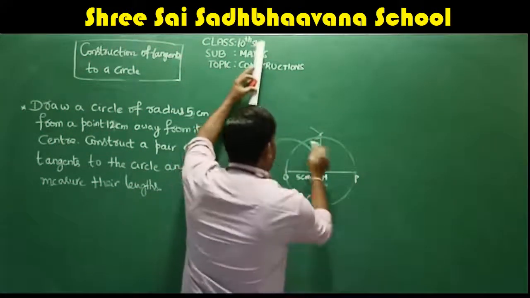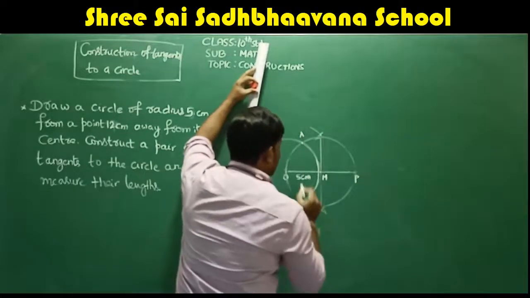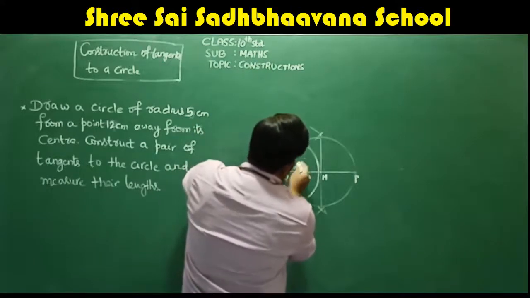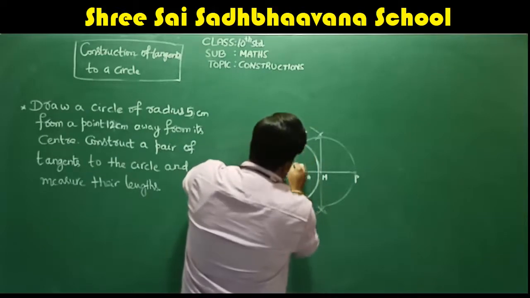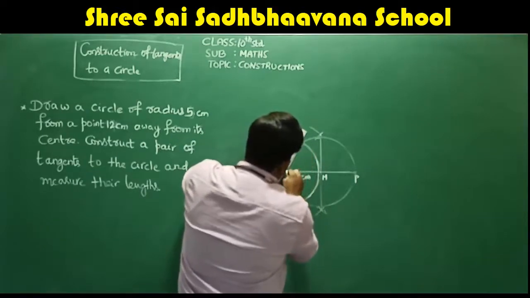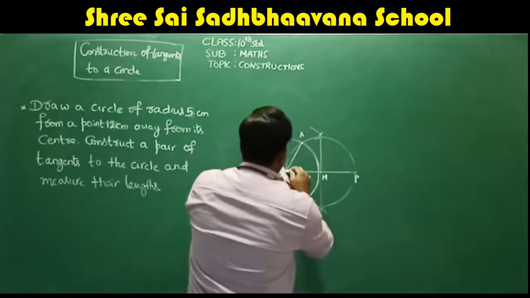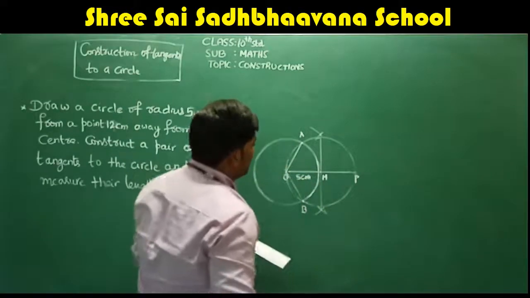Here, the points of intersection are there, right? Take this as A, and this as B. What do you do? Just join these two lines. Carefully join these two lines. Next, again you join this line also.